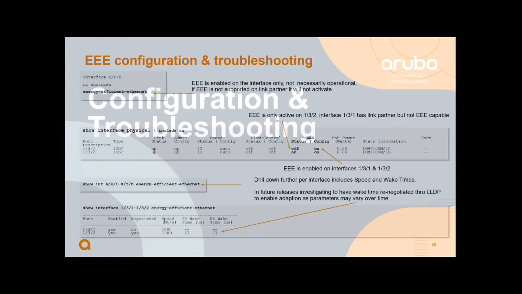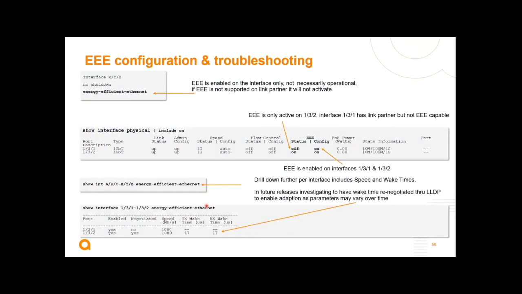So let's look into some configurations. I've talked a lot about some of the theory behind it, but in fact, to apply it, it's really simple. You just put in the command under the interface of interest, energy efficient Ethernet. And if the product supports it, based on the details I've provided you, it will just be configurable.